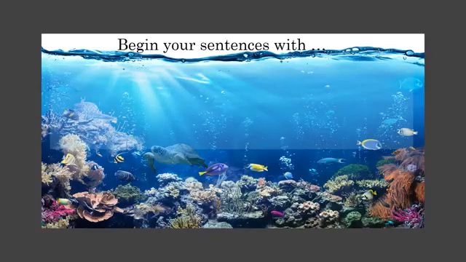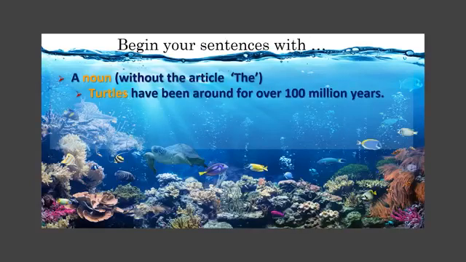So the first way to begin a sentence would be just using a noun, but this time without the article the. Now normally we tend to use the article the for most beginnings, okay? And sometimes we use this unnecessarily even. So let's try to avoid that and begin sentences with just a noun. In this picture, there are so many nouns around. But I'm going to choose the word turtle and write a sentence about a turtle like this. Turtles have been around for over 100 million years.